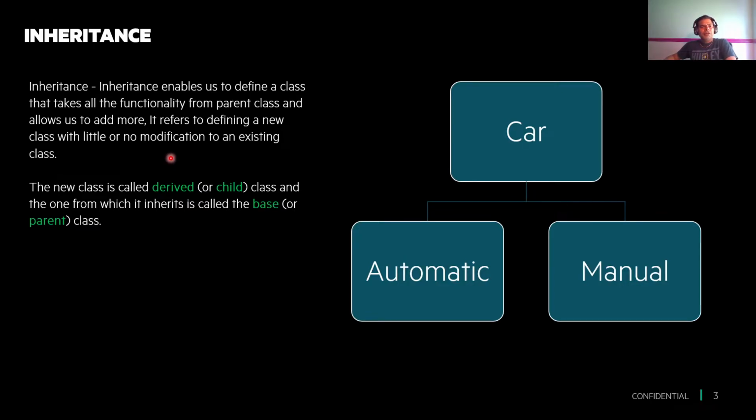Inheritance enables us to define a class that takes all the functionality from the parent class, or the class which exists, and it allows us to add more. To understand it better, we need to familiarize ourselves with a few terms like derived or child, base or parent. So the new class which is going to be created will be called the derived or child class. The class from where we are inheriting everything will be called the base or parent class. In this example, the class car will be the base class, where automatic and manual, which have been derived from the class car, will be called child classes.